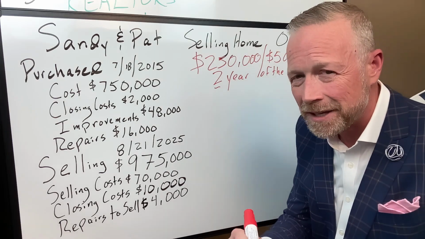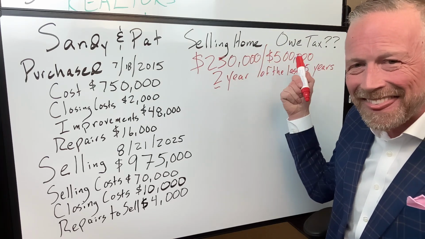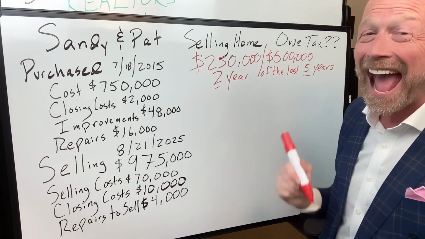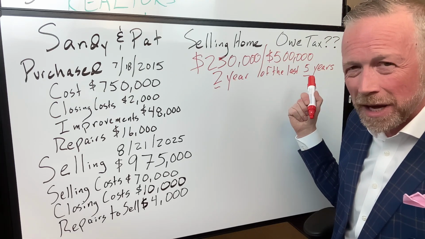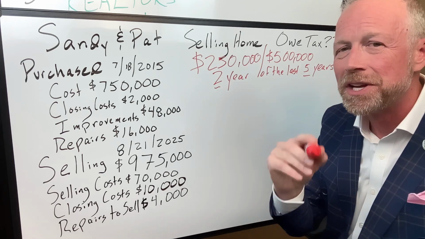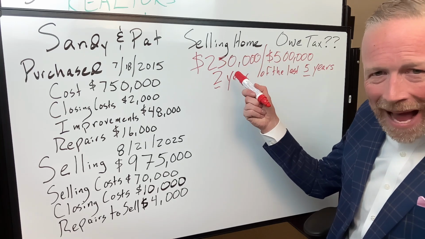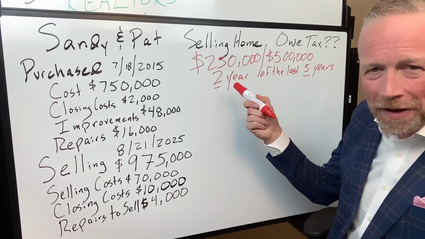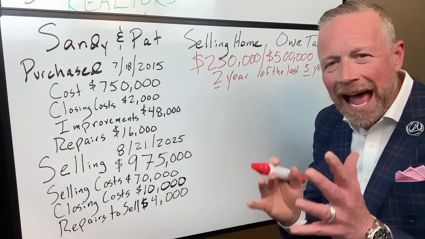What that means is, now hear this, if the gain is less than that, and they lived in it at least 2 of the last 5 years as their primary residence, then the gain is not taxable. This does not mean that if the sales price is less than 250 or less than 500, it means the gain is. So how do you determine the gain?